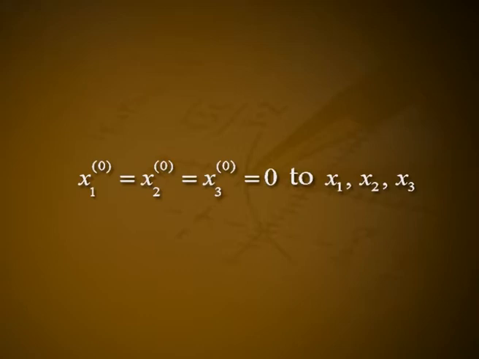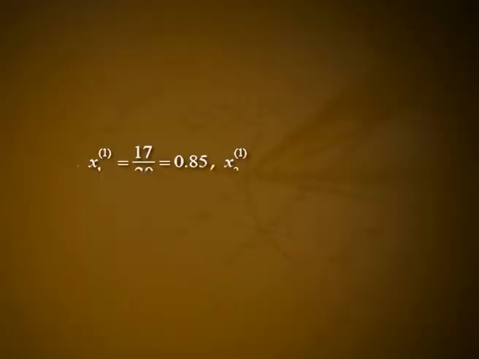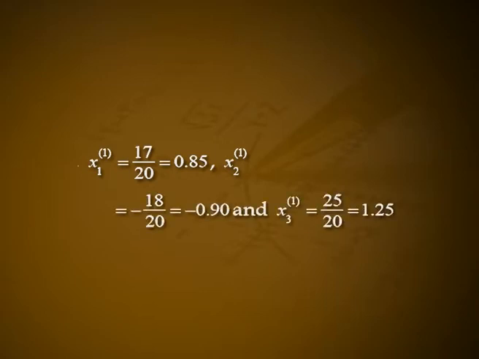We start from an approximation x1(0) equal to x2(0) equal to x3(0) equal to 0. Substituting these values on the right hand side of equations in 1, we get the first approximation values x1(1) equal to 17 by 20, that is 0.85, x2(1) equal to minus 18 by 20, that is minus 0.90, and x3(1) equal to 25 by 20, that is 1.25. Putting these values on the right hand side of the equations in 1, we obtain the second approximation values x1(2) equal to 1.02, x2(2) equal to minus 0.965 and x3(2) equal to 1.03.